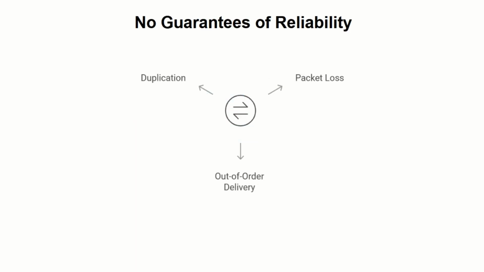As I mentioned, UDP is unreliable. It does not guarantee that the data will reach the receiver, and it does not check whether the data arrives in the correct order or not. UDP does not retransmit lost packets. If a packet is lost in transit, it is simply ignored and no retry happens. It doesn't guarantee that packets will arrive in the order they were sent. They may arrive out of sequence, and it doesn't ensure that packets are not duplicated. If the same packet is received multiple times, it is up to the application to detect and handle the duplication if needed.